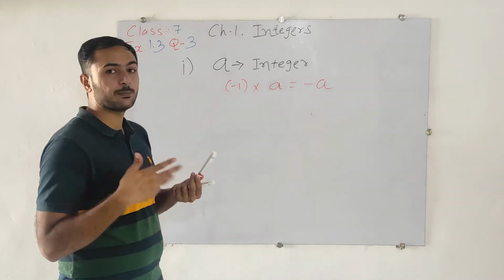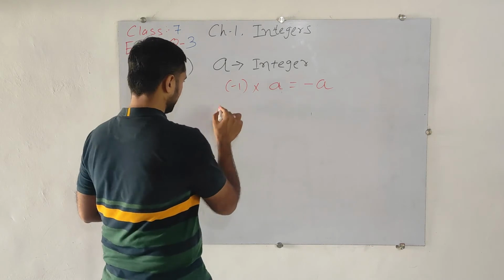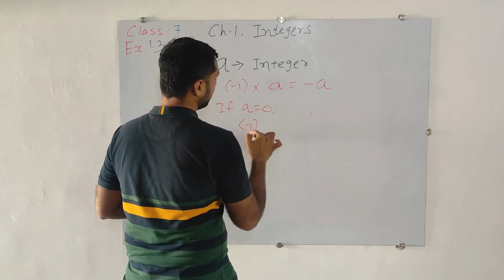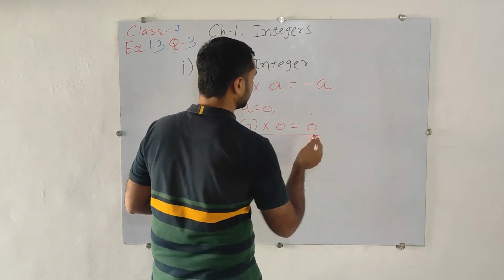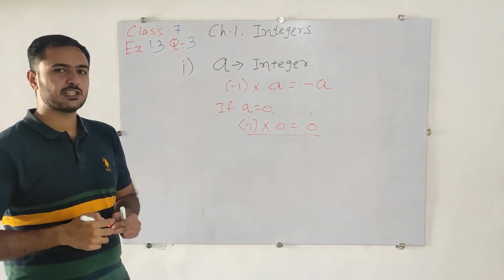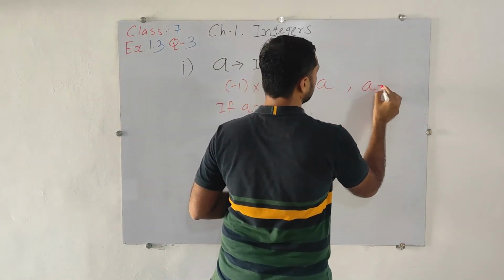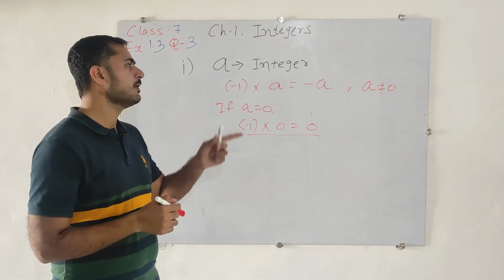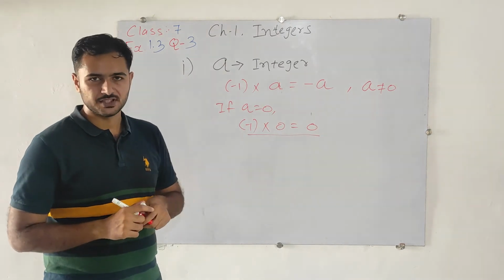This is case 1. But suppose A is equal to 0. At that time, -1 into 0 is equal to 0. This is a different case. But if A is not equal to 0, then it will be minus A. Suppose that A is 0, at that time the answer will be 0.